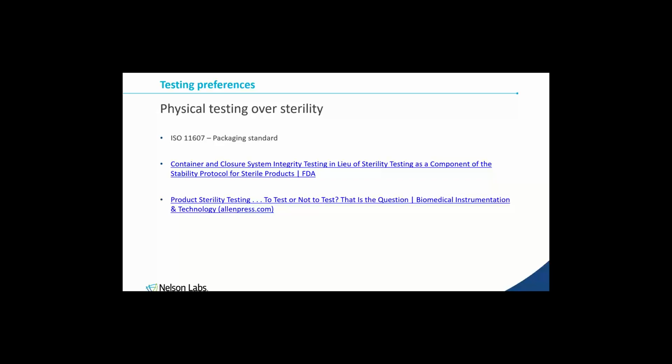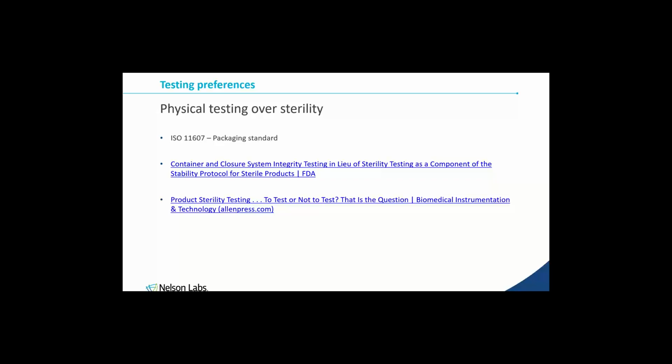So our standards are preferring the physical testing over sterility. Why would this be? Well, there are three reasons. First reason is that it's faster. I can run a bubble test on a set of samples in an hour and I'm done. If I want to run that same set of samples for sterility, maybe it takes me a couple of hours, but then I have a 14-day incubation before my test is done.